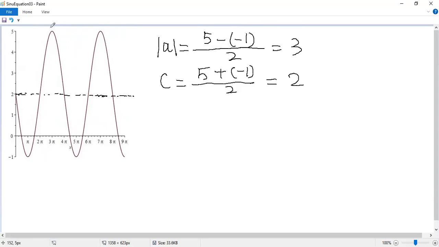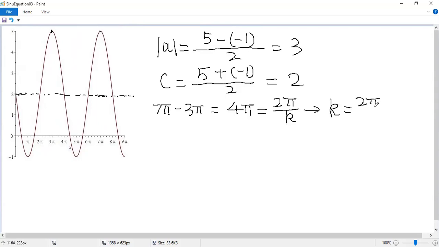The period is from peak to peak. Here's 3 pi, here's 7 pi. So 7 pi minus 3 pi equals 4 pi. We know the formula equals 2 pi over k. So k equals 2 pi over 4 pi, which is a half.